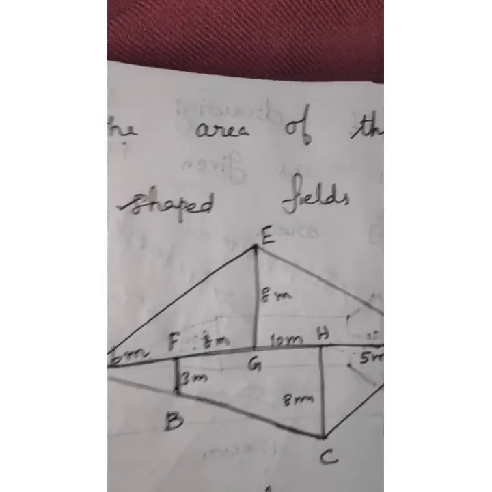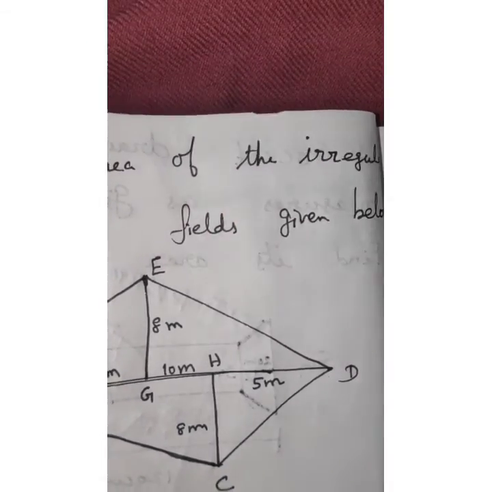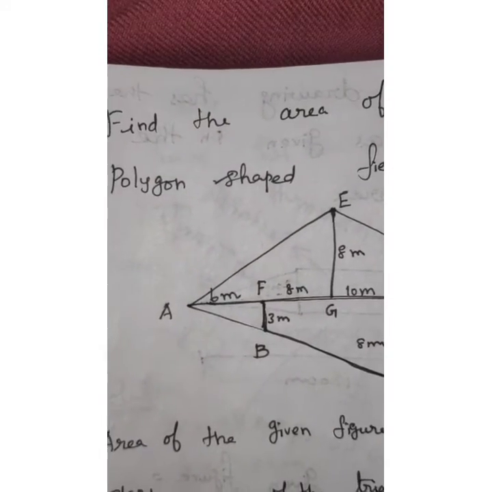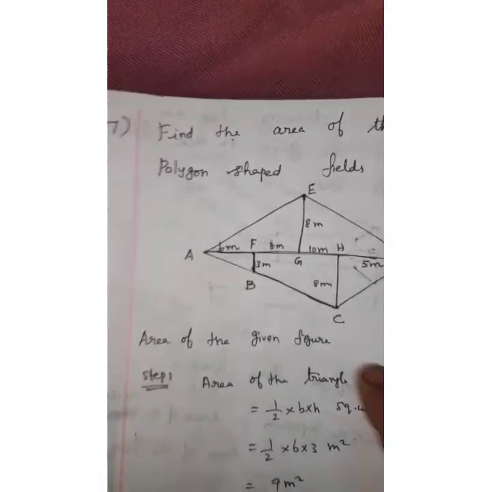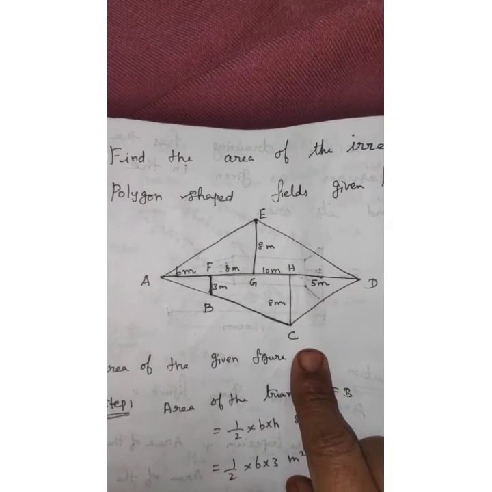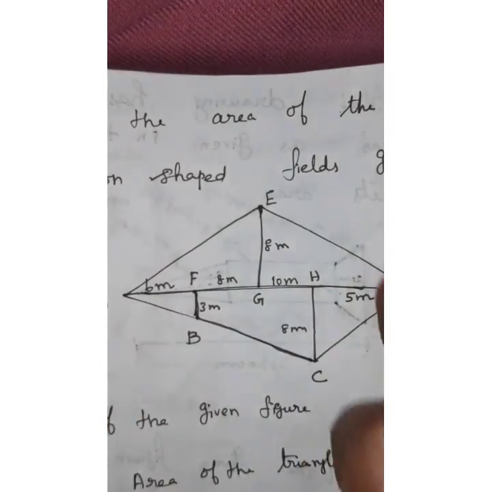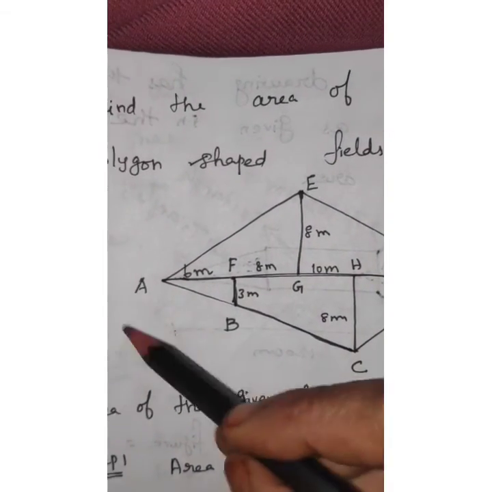Last question. Find the area of the irregular polygon shaped field given below. This is not a proper figure, it is an irregular shape. Find its area. See the shape first, very carefully. This is the irregular polygon shape. What are the shapes in it that we have to find?